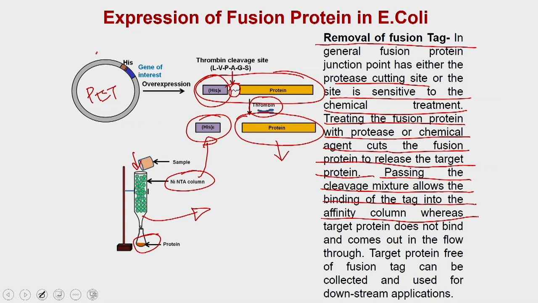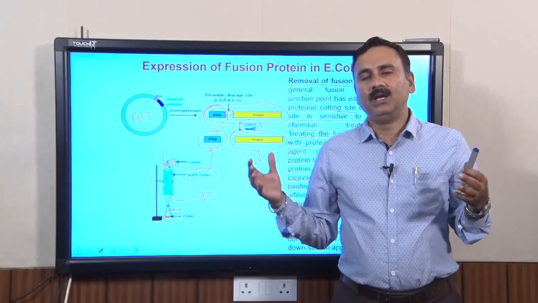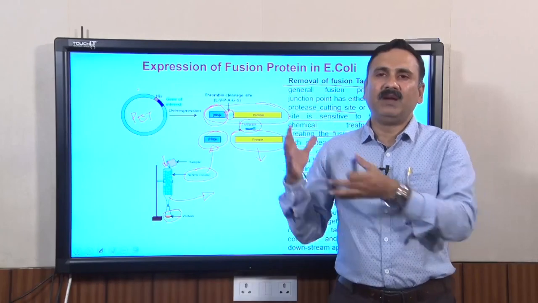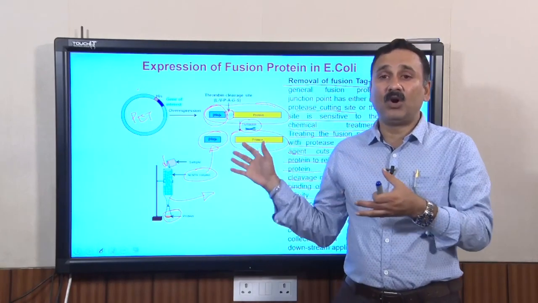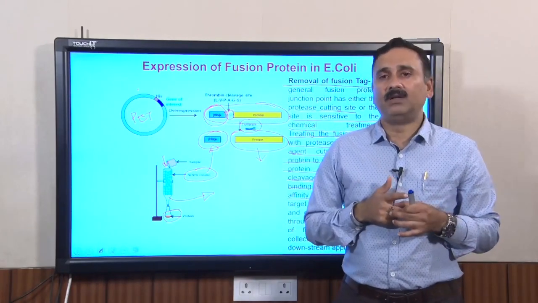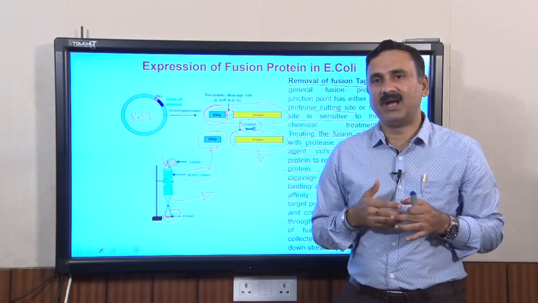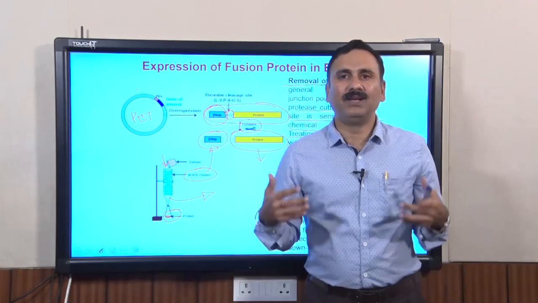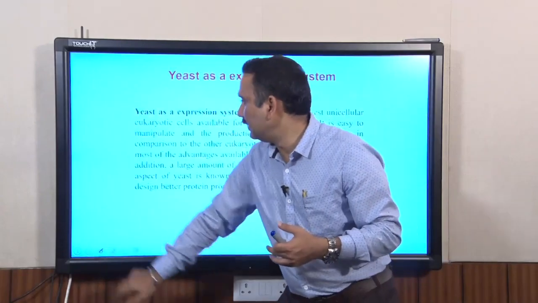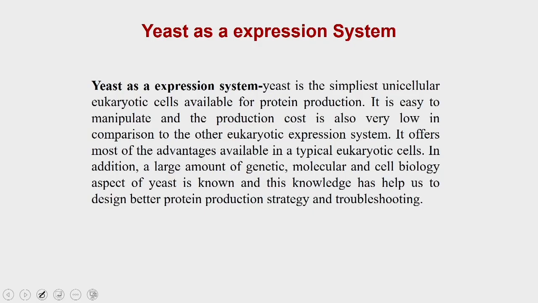So this is all about the overexpression and production of protein in the E. coli expression system. We have discussed many aspects which are very common for the different expression systems as well. Now we will move on to the next expression system. In the list we have the next expression system, which is yeast as an expression system.